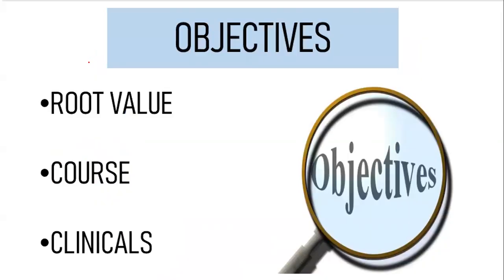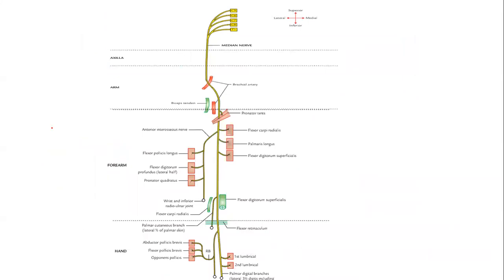Now, as with the radial nerve, we are going to discuss the nerve under three headings. First is the root value, course, and the clinicals. And this is the picture given in the textbook, so I'm going to have this as a reference. I have put lots of interesting, very simple pictures so that we get to understand the relation and the course of the nerve. And I will correlate that picture with this picture so that you'll be able to grasp things easily when you read from the textbook.